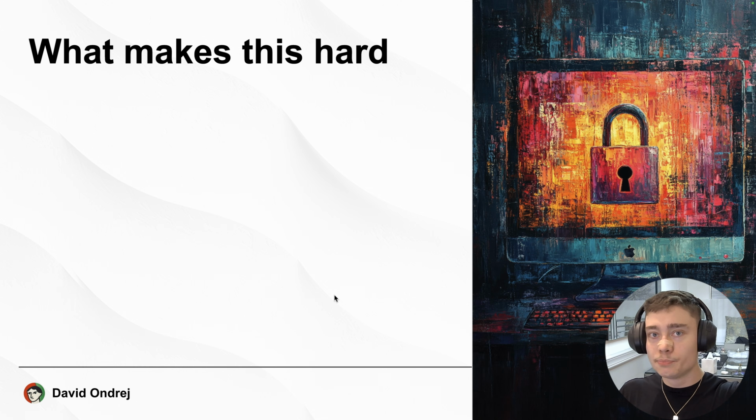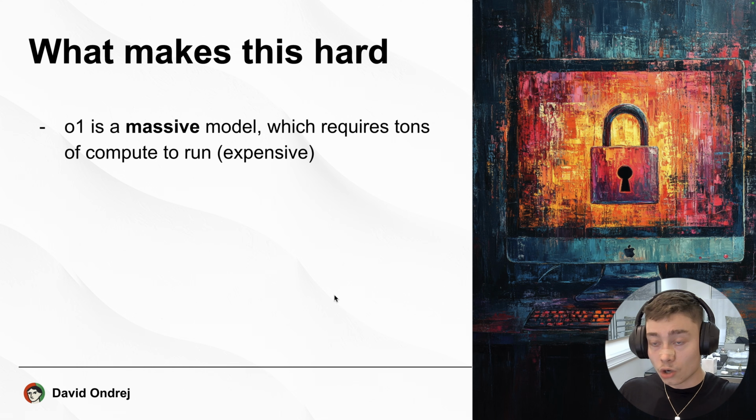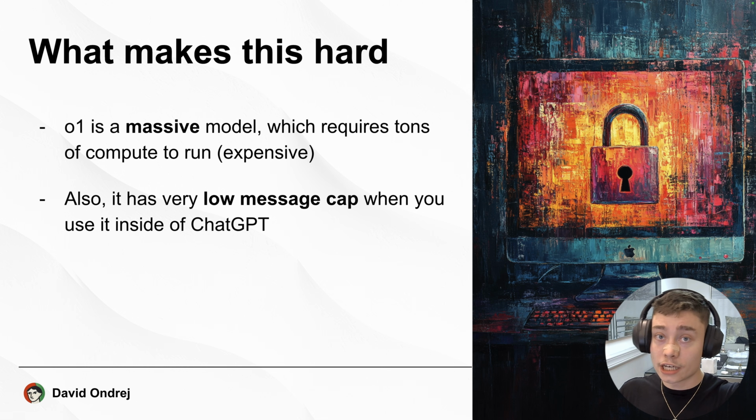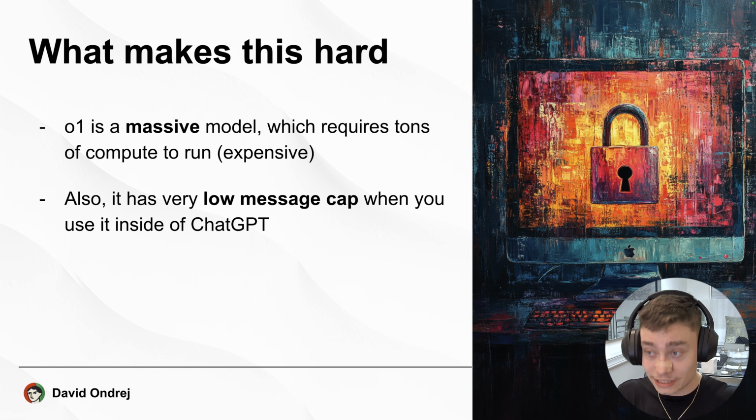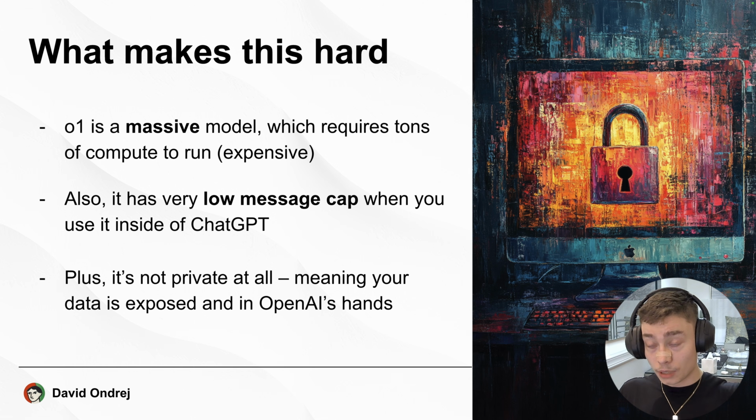Now here is what makes building a local O1 very hard. O1 is a massive model, which requires a ton of compute to run, and that is expensive. Also, inside of ChatGPT, it has a very low message cap, just 30 messages a week. Plus, it's not private at all, meaning all of your data is exposed and OpenAI can do anything with it, such as train new models.